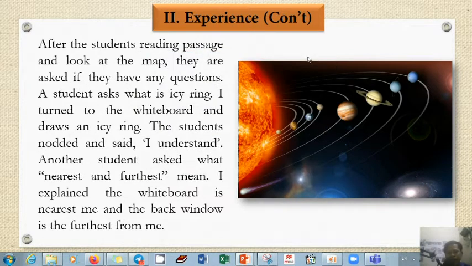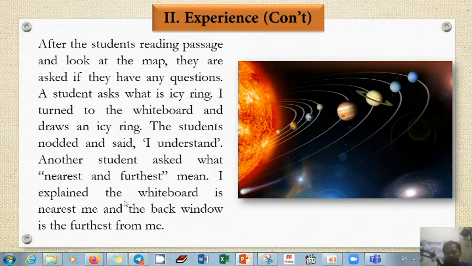After they read and look, they are going to have questions. A student asks, what is an ice ring? I turn to the whiteboard and draw an ice ring. And the student nods and says, I understand, because I say and draw at the same time. I think they understand. And another student asks, what do nearest and farthest mean?